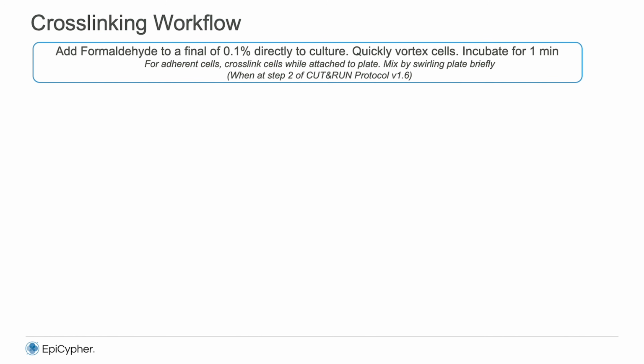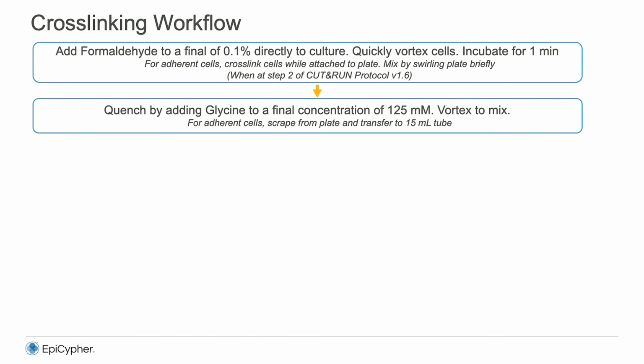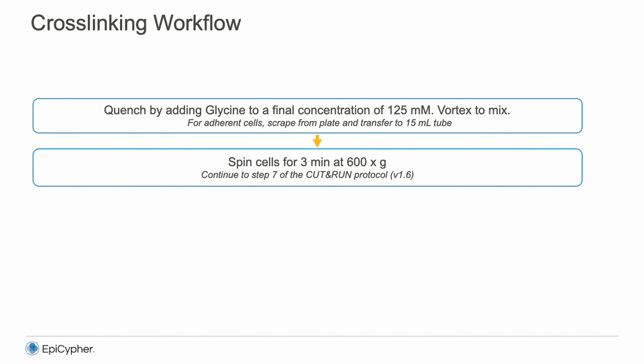At the beginning of section 2, add formaldehyde directly to the cell culture for a final concentration of 0.1%. Gently vortex cells and incubate for 1 minute. Quench by adding glycine to a final concentration of 125 millimolar and then gently vortex to mix. Spin cells for 3 minutes at 600 g and resume as normal at step 7 of section 2 to bind cells to activated ConA beads.